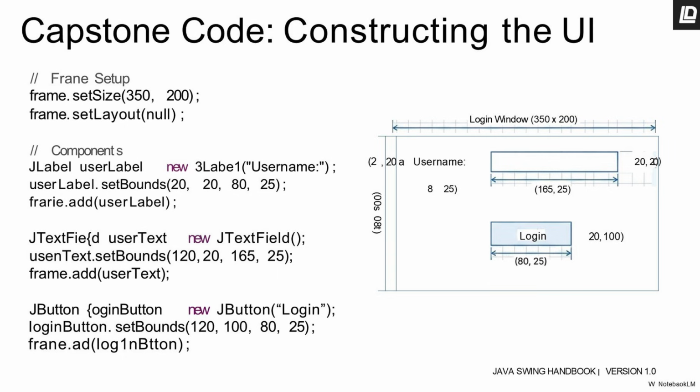When we talk about constructing the user interface, or UI, in Java, we mean creating the part of the application that the user sees and interacts with. This is where your program becomes visual and interactive, rather than just running in the console.